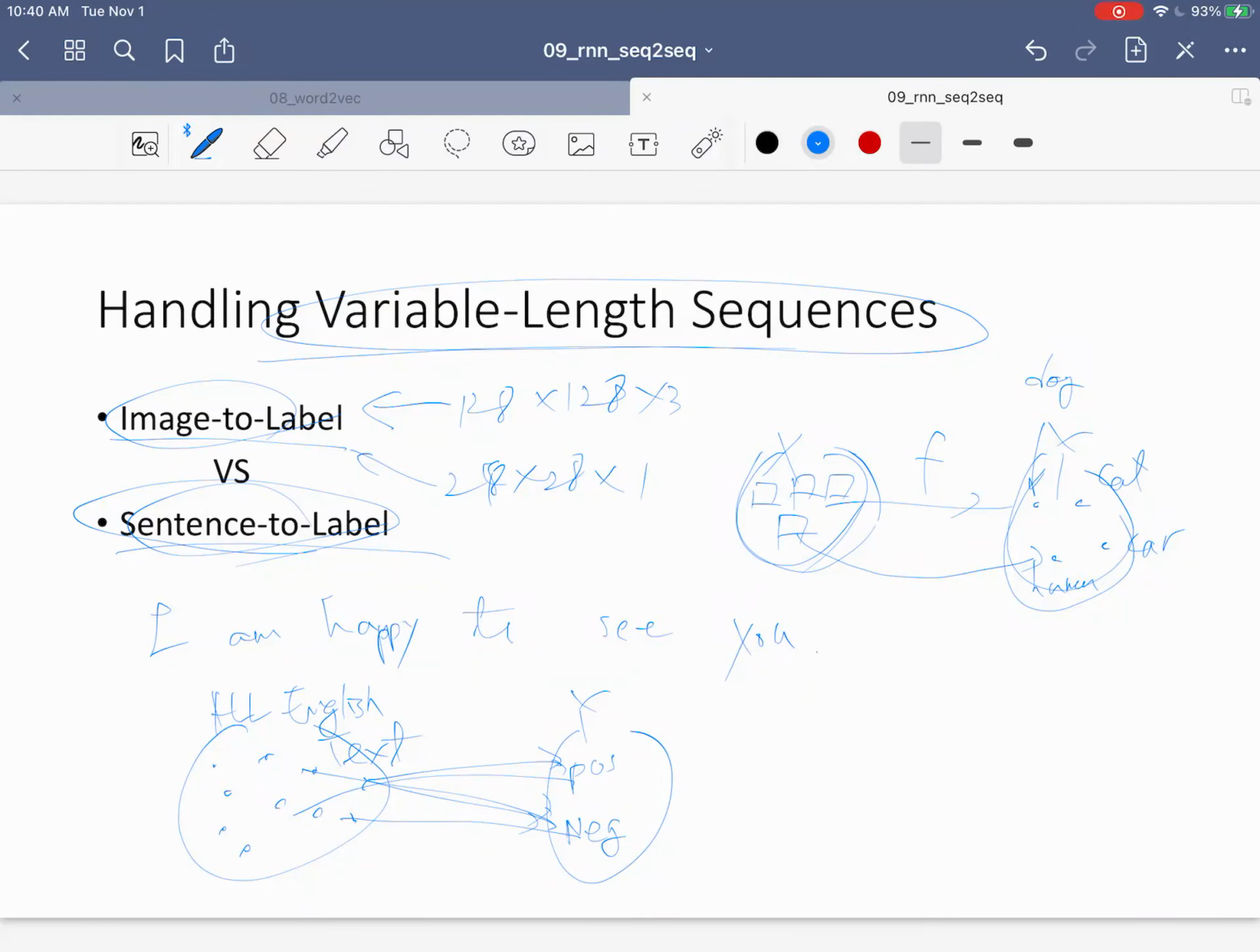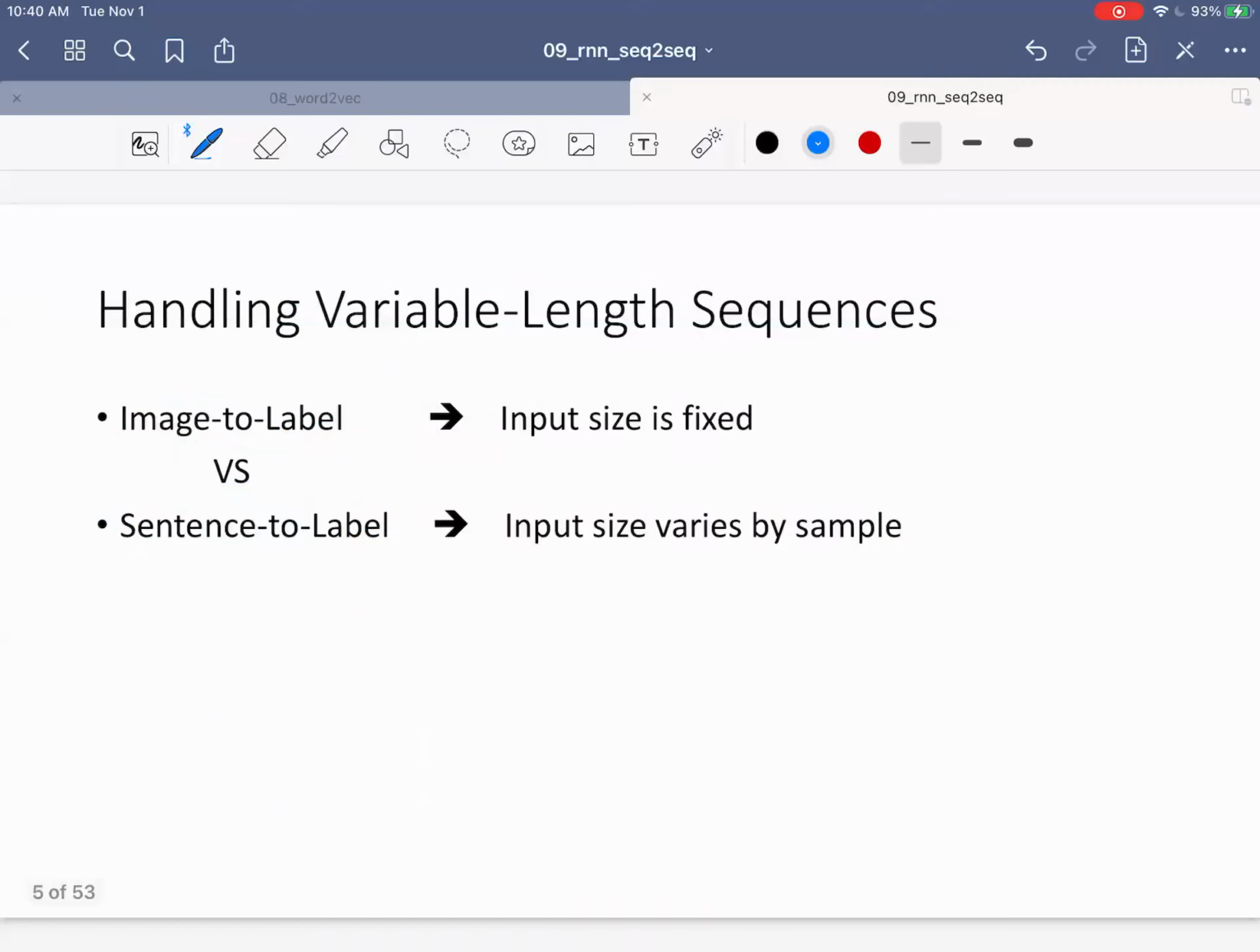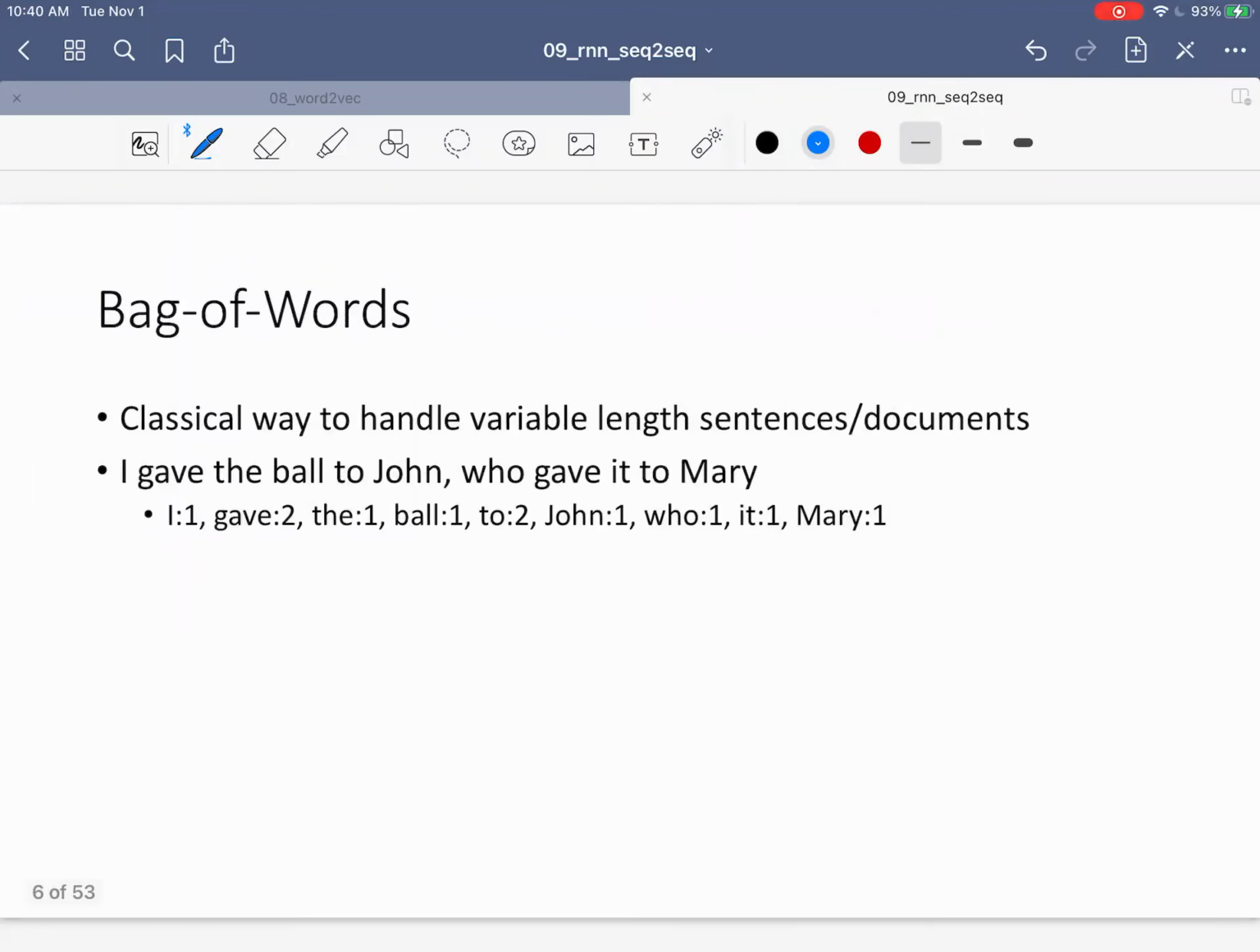With sentences, you can't do that, because your input size changes all the time. Yeah, so the size is fixed, but varies by sample. So that's the fundamental difference. So what is the classical way to handle variable length sentences or documents?